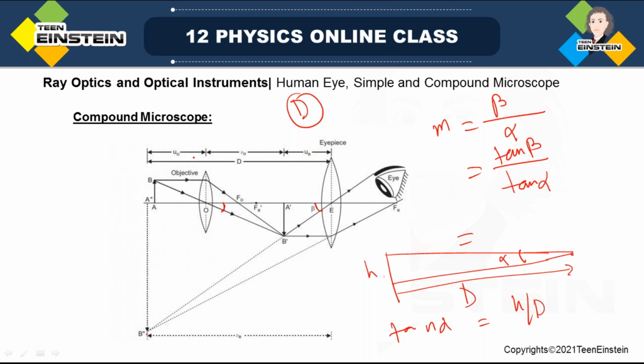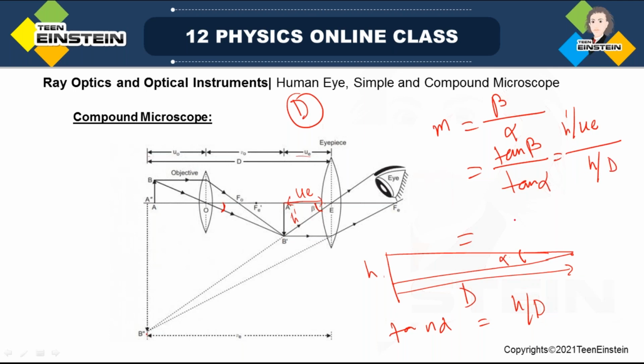See, you can look from here. So this is the u prime. Okay, so tan beta is this one. This is ue, this distance is ue, that means the object for the eyepiece. And this is the a prime b prime, which I can write as h prime also. So I can write this tan beta as h prime by ue, and here I can write as h by d.